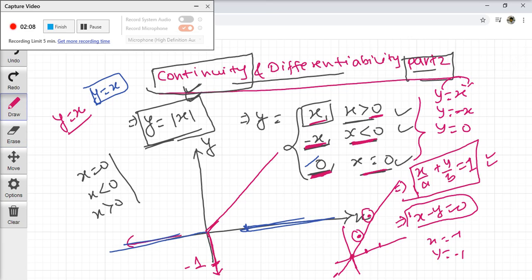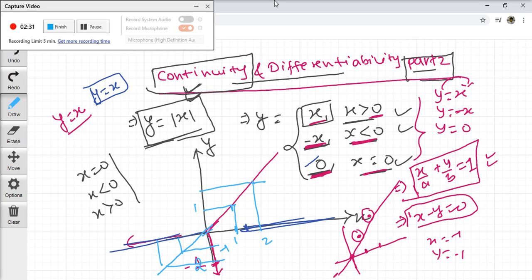We will draw it carefully, and any graph we have to draw on graph paper. We need to be careful about that. This is 1, this is 2, and this is minus 1, this is minus 2. We have taken this as minus 2, minus 1.